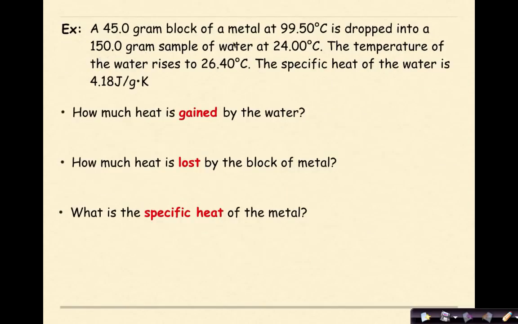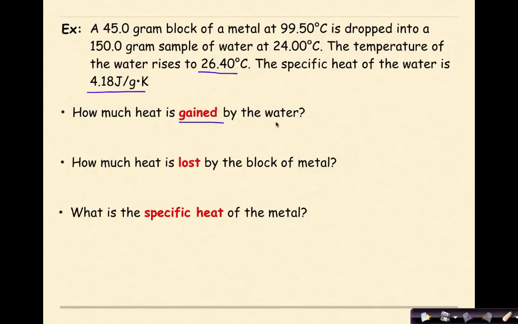A 45 gram block of a metal at 99.5 degrees Celsius is dropped into a 150 gram sample of water at 24 degrees Celsius. The temperature of the water rises to 26.4 degrees Celsius. The specific heat of the water is 4.18 joules per gram Kelvin. How much energy is gained by the water? Well, let's figure this out.